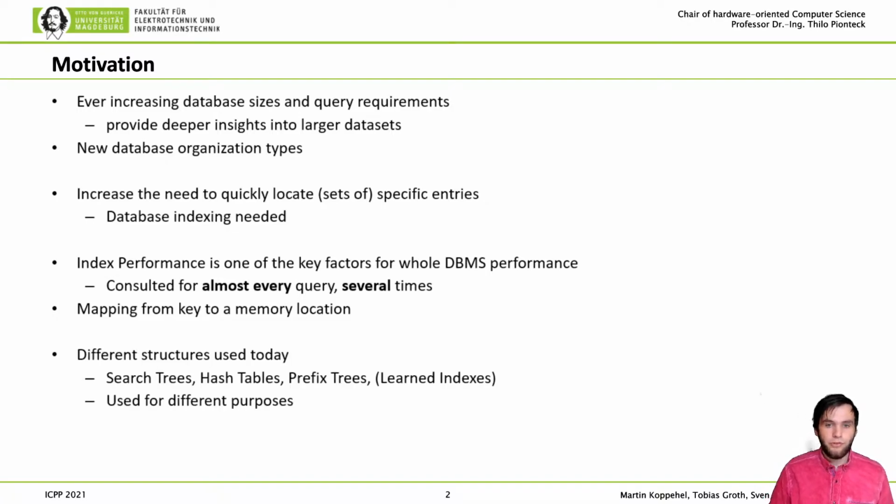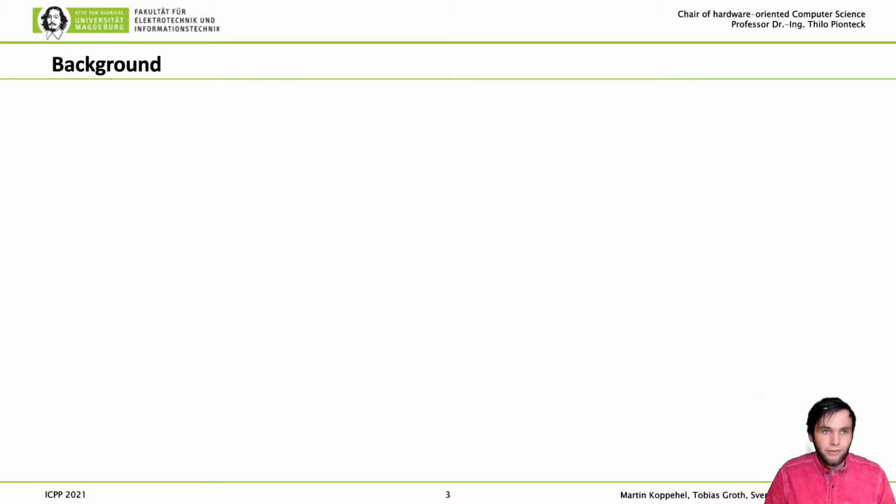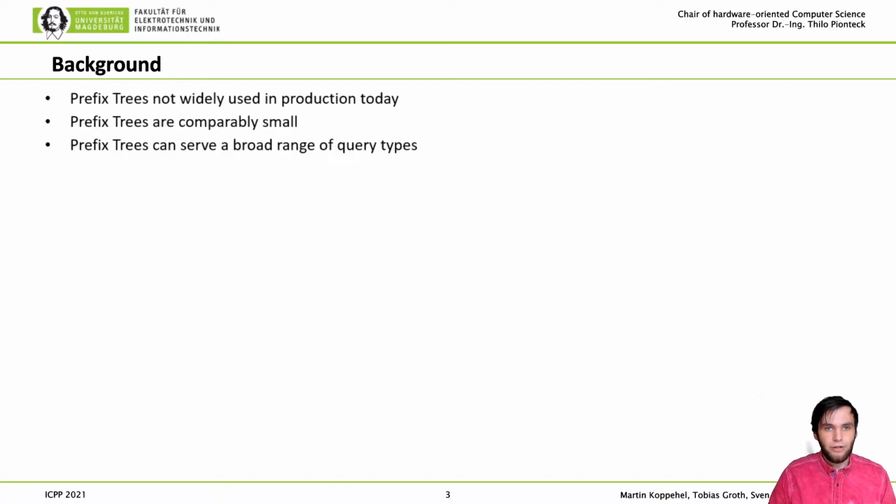We have different structures that are used today, for example, search trees like the B+ tree, hash tables, and prefix trees, which we will talk about now. And recently there has been a rise of learned index structures, which is the application of machine learning to the indexing problems. As every index structure has pros and cons, they are used for different purposes. Prefix trees are not really widely used in production today, although they have some interesting properties.